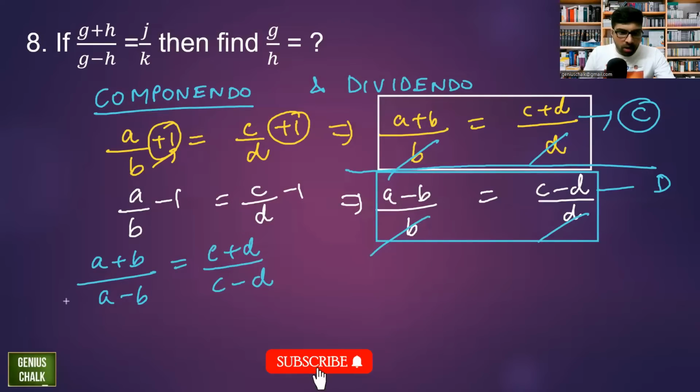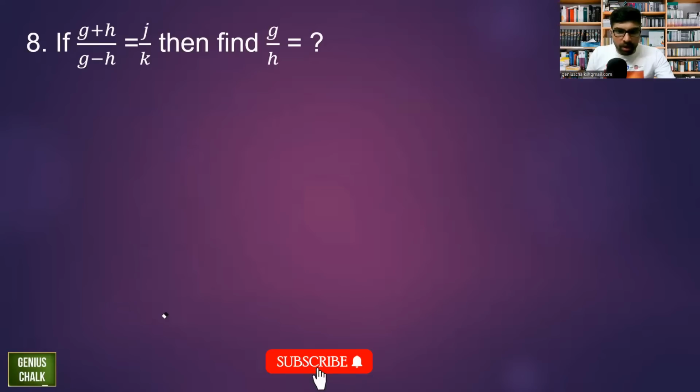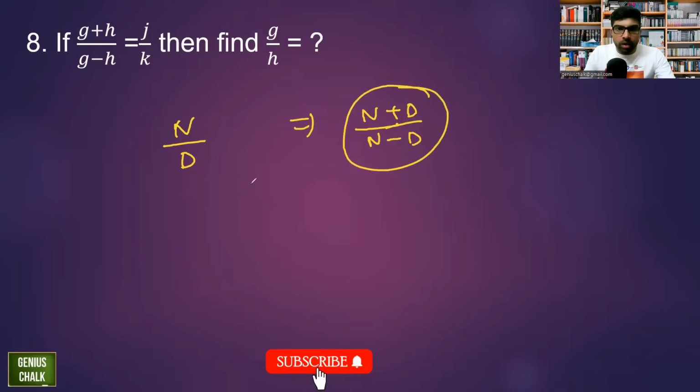So note this, (A plus B) by (A minus B) and (C plus D) upon (C minus D). Now what is this form? Suppose I have any numerator by denominator. How will you apply it directly? Write the numerator, then add the denominator and subtract the denominator. This is what we call componendo and dividendo application.